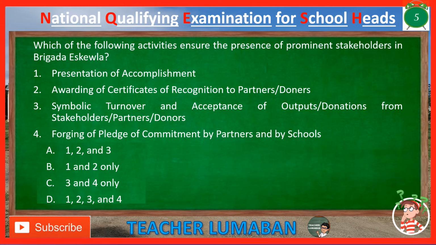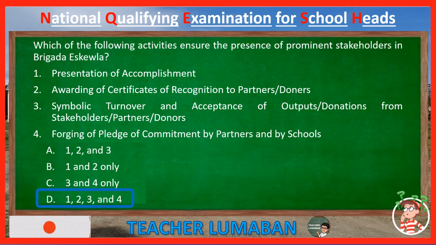5, 4, 3, 2, 1. The correct answer is letter D, 1, 2, 3, and 4. The activities that ensure the presence of prominent stakeholders in Brigada Escuela are presentation of accomplishment, awarding of certificates of recognition to partners/donors, symbolic turnover and acceptance of output/donations from stakeholders/partners/donors, and forging of pledge of commitment by partners and by schools.